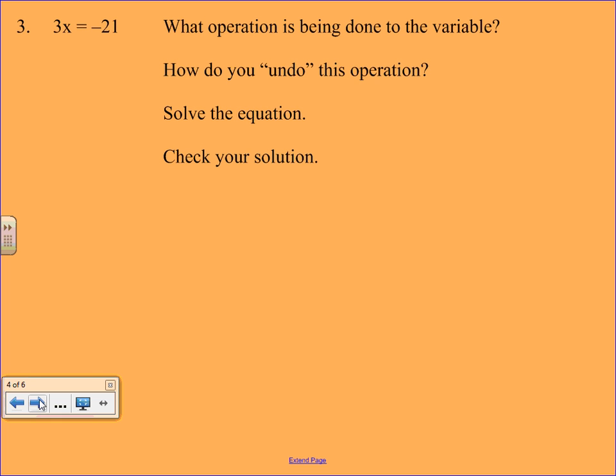Next equation, 3x equals negative 21. The operation here is multiplication. When you have a variable right next to the number, that implies multiplying. We're going to undo that by using division. Now, you may be used to using the actual division symbol. We want to move away from that and have you start using the fraction bar.